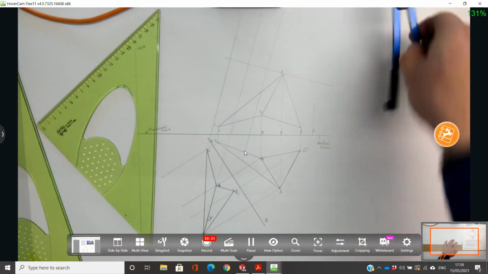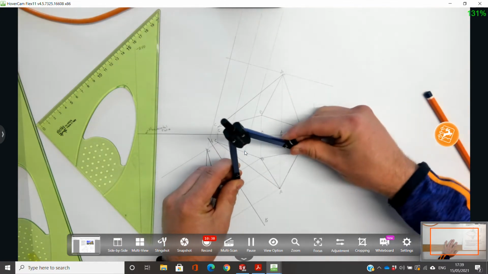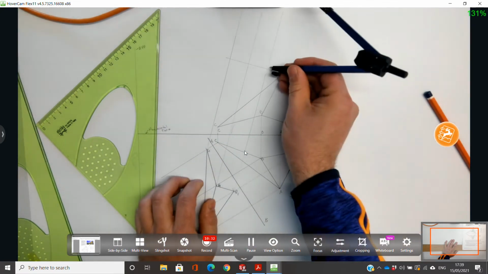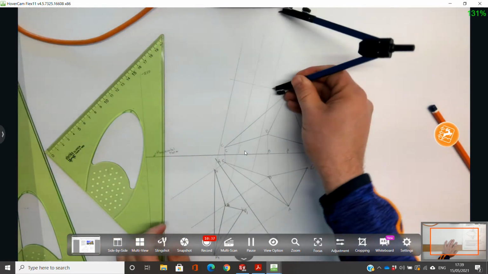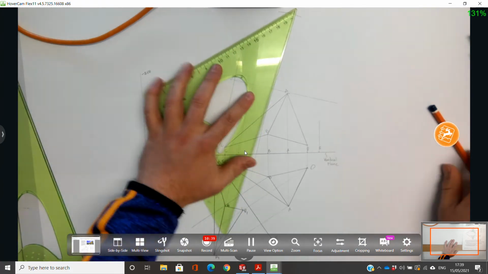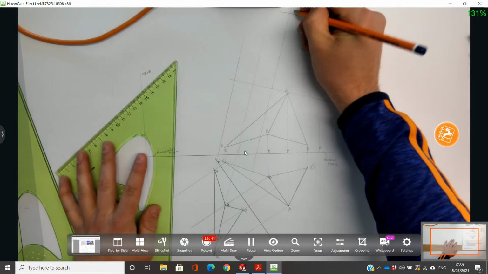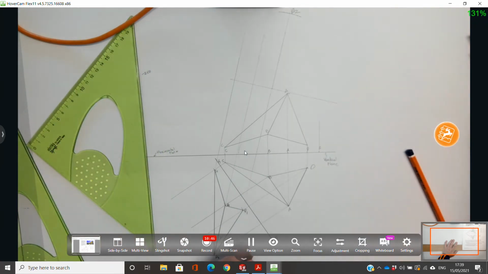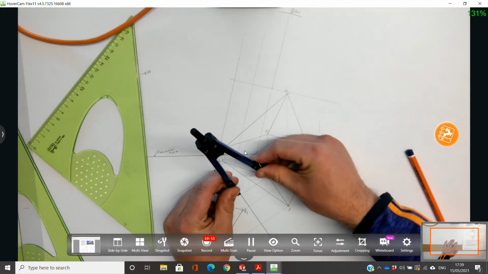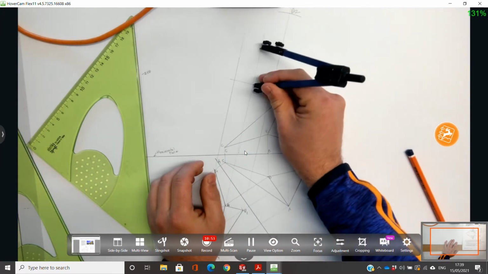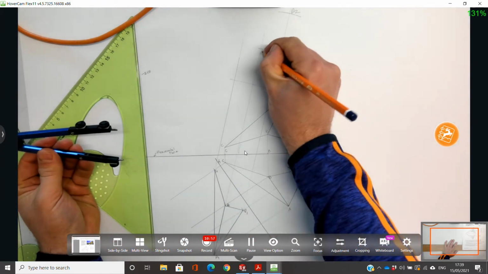Now, compass on the x1, y1 line, bring it back to D, lift the compass, plot it up here. I'll have to move the visualizer. There's D2. Okay, compass on the x1, y1 line, back to B, mark it up there. There's A2 and B2.